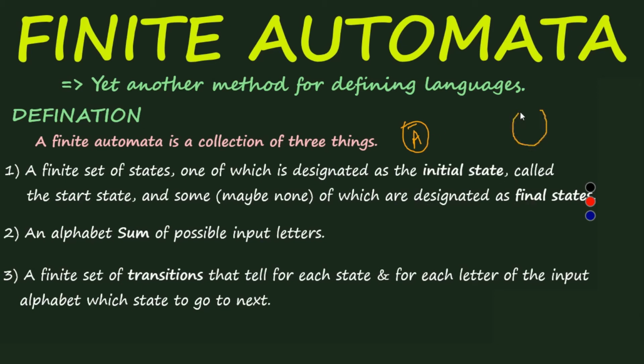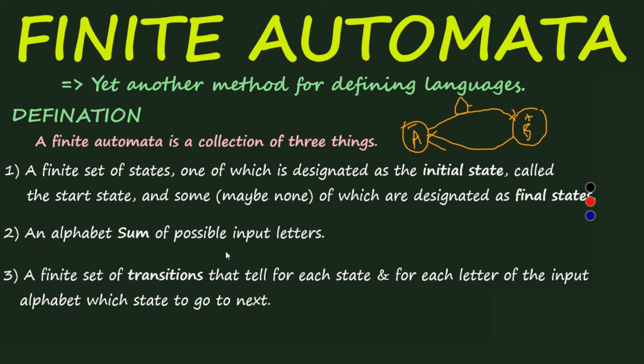And state B, where a positive sign shows a final state, and we can take a transition from A to B like this, add a loop on A, and add a loop on B. This is the meaning of the first point. Now let's move on to the second one.